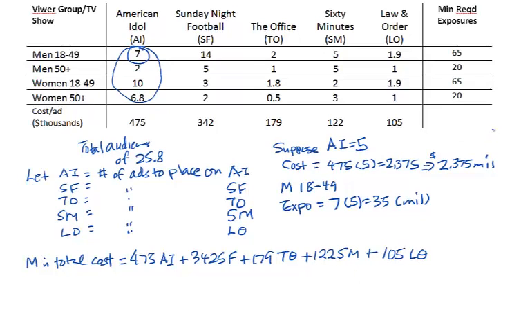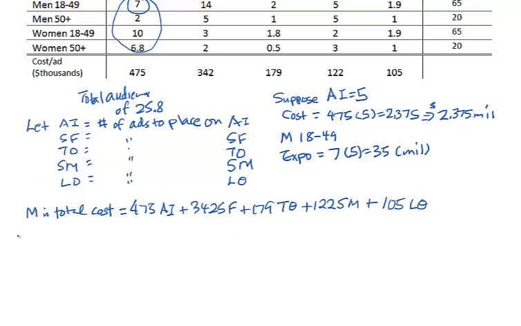What about the constraints? Well, we want to reach at least the minimum required exposures for each group. So for men 18 to 49, we want to reach at least 65 million, for instance. So you want something like this for each group: the actual number of exposures must be at least the minimum required, so greater than or equal to the minimum required.